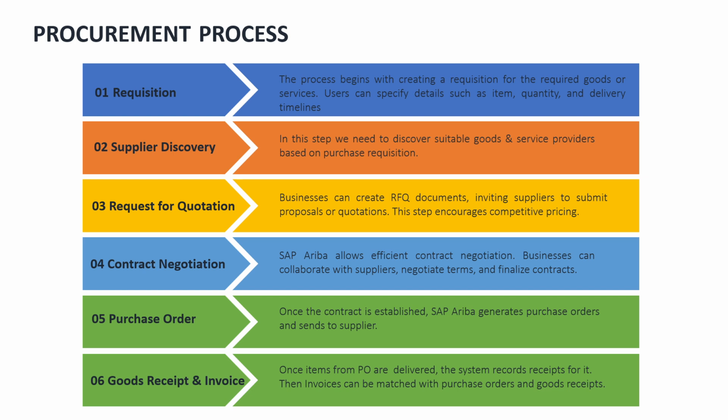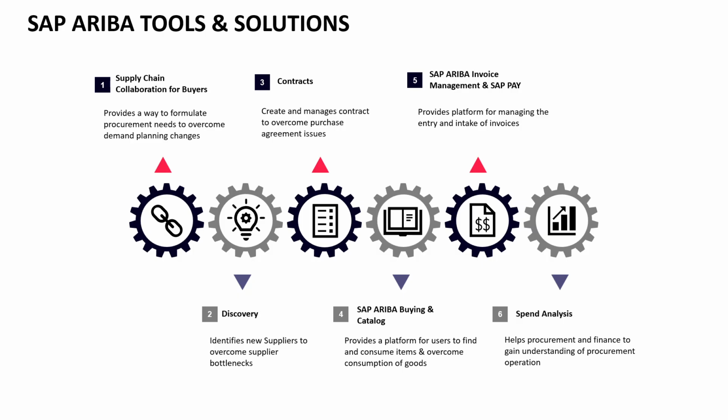Then next is SAP Ariba tools and solutions. In this, there are 6 modules. Okay. First is supply chain collaboration for buyers. Second is Ariba discovery. Third is contract management. Fourth one is SAP Ariba buying and catalog. Then SAP Ariba invoice management and SAP pay. And the last one is spend analysis. Okay. We have to discuss step by step.